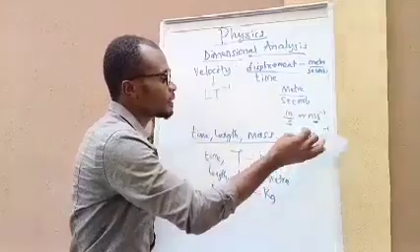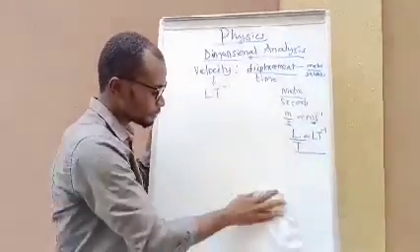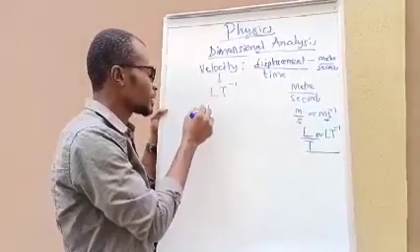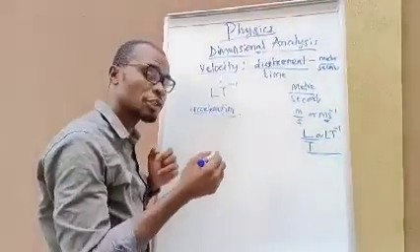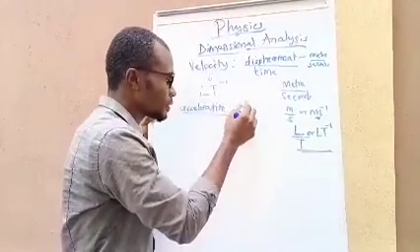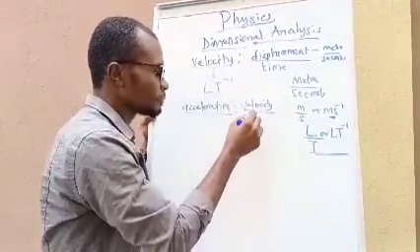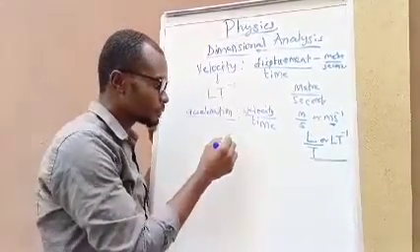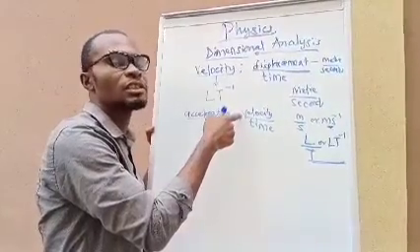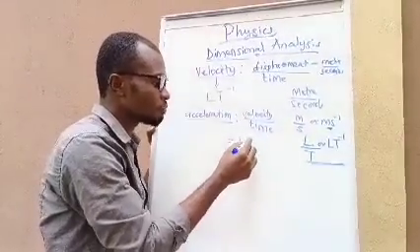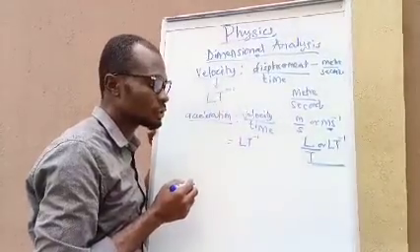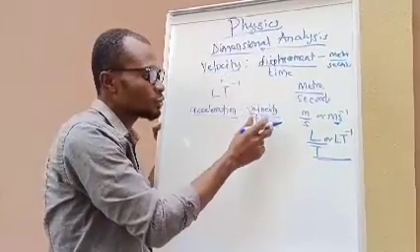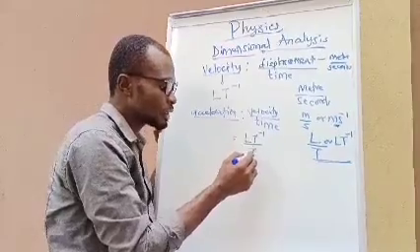Now let's take another example. Let's say acceleration. Now, what is acceleration? Acceleration is simply velocity over time. Now, we already know what our velocity is, which is LT^-1. That's the dimension. Now, we know that the denominator here is time, and then we put our time.